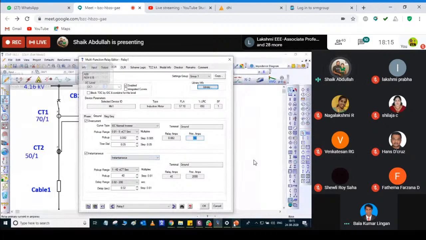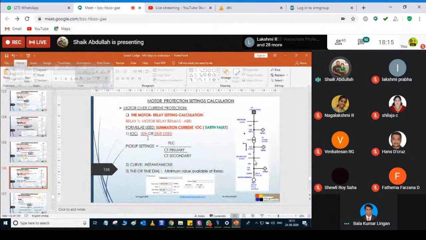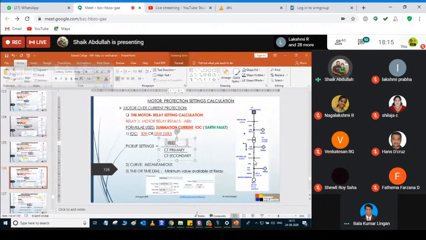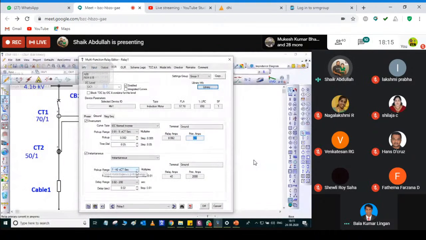For ground instantaneous, 50N, you just have to take the full load current divided by your CT ratio. The full load current is 57.10 divided by your CT ratio of 50, and your setting is 1.142. So when the ground current goes beyond 57 amps, it is not necessary to wait, and you can immediately trip your motor. This is the meaning of this setting.